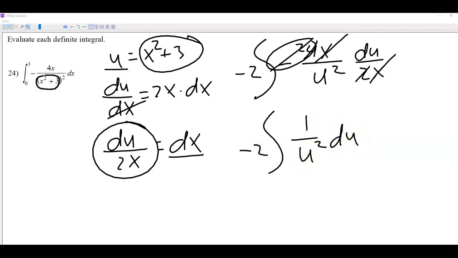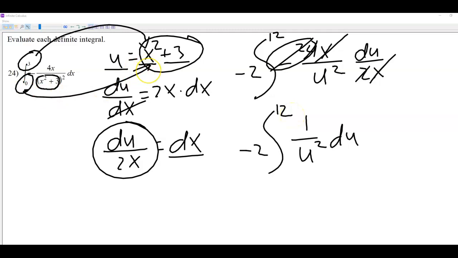Now, we also need to change our limits, though. We don't leave those the same. To change them, you just plug them into the u equation. So if x equals 3, I plug in 3 here for x, and that will tell me what u is. Plugging in 3, I get 3 squared, which is 9, plus 3 is 12. So the top number becomes 12. Same thing with the bottom number, the 0. I plug that in here. 0 squared is 0, plus 3 is 3. So my new bottom number is 3. So that's the u substitution part of the process.